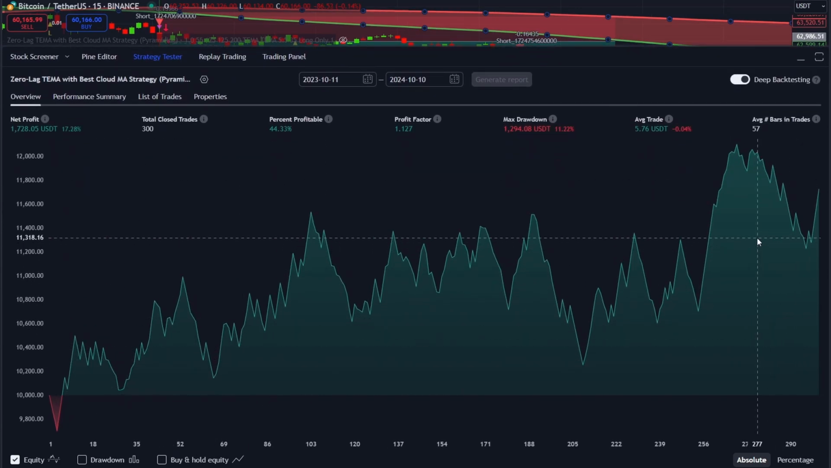And just look at that equity curve, it only has a 1.127 profit factor, which is just barely above break-even. So in this form, I don't think this strategy is so good, but don't worry, I made an optimization that generated much better results. Let's take a look at that.